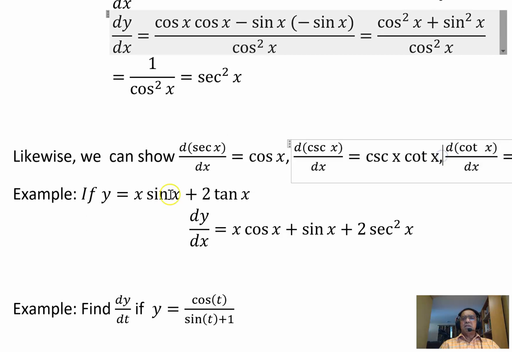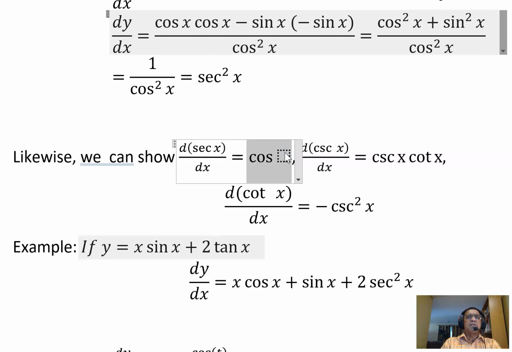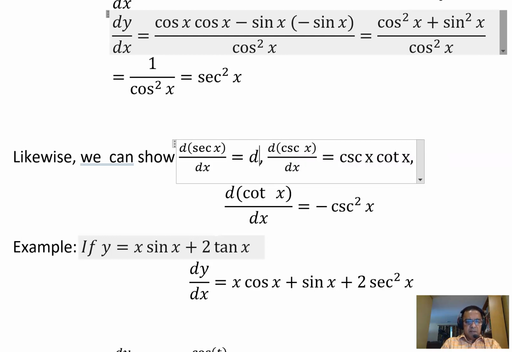Likewise, we can show some others. For example, we can show that the derivative of secant x is, um, this is not correct, it's actually secant x tangent x.